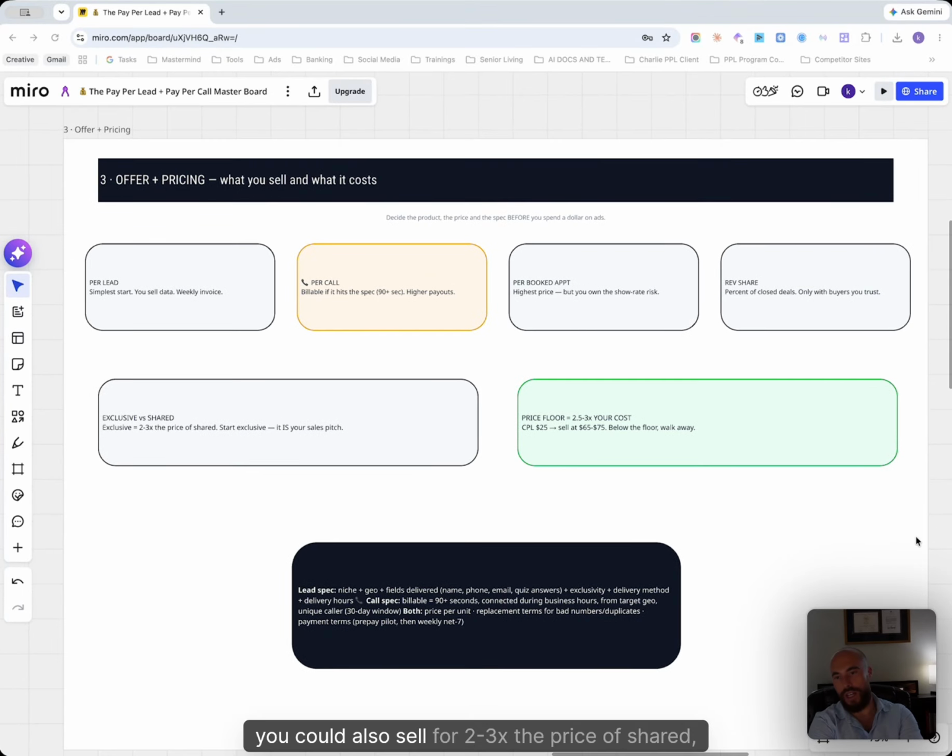Exclusive, you could also sell for 2 to 3x the price of shared, right? Start exclusive. I would say you should definitely start with that because that's your whole pitch, right? We have exclusive leads. Okay, we'll generate you exclusive leads on a pay per results basis. Boom, done. That's your sales pitch, all right? It's as easy as that.